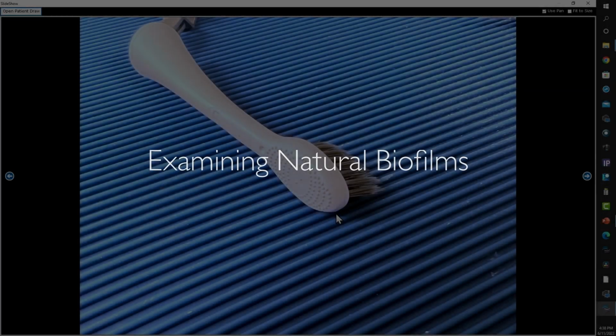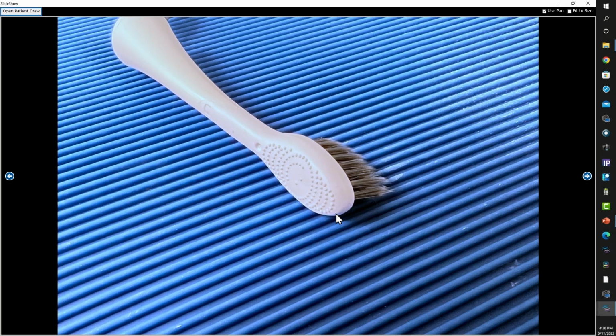Sometimes it's very worthwhile to look at biofilms as they occur in nature, what we call natural biofilms, as opposed to biofilms that are created in a laboratory environment with already cultured organisms that have really lost their ability to form biofilms. So the best way of doing this is to look in just natural places. So one place to look is a toothbrush.